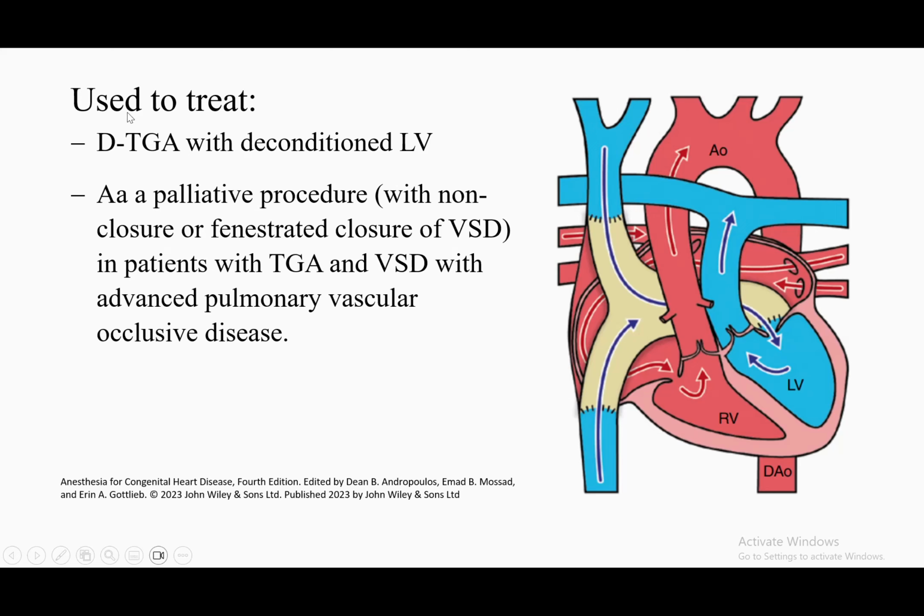This is the second part of the anesthesia for transposition of the great arteries. After talking about the arterial switch, we will talk about the atrial switch, or the Mustard's operation. It is used to treat ccTGA with deconditioned LV.